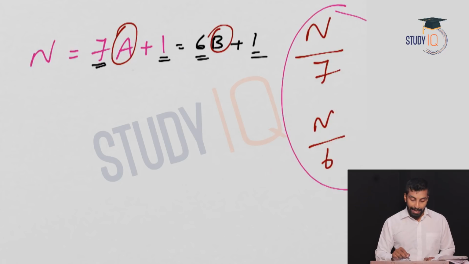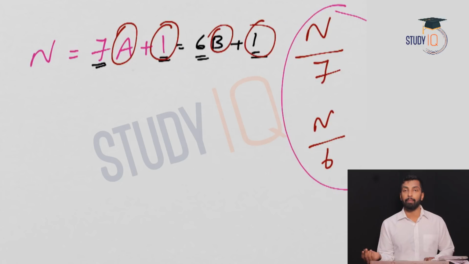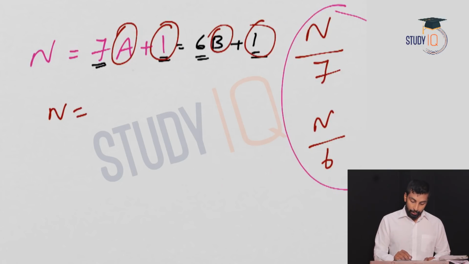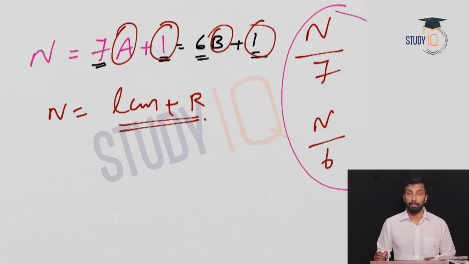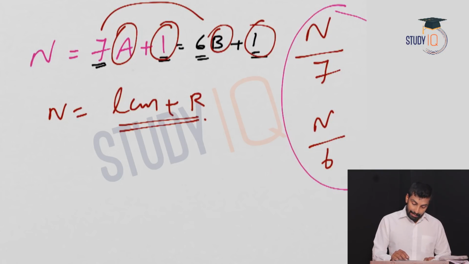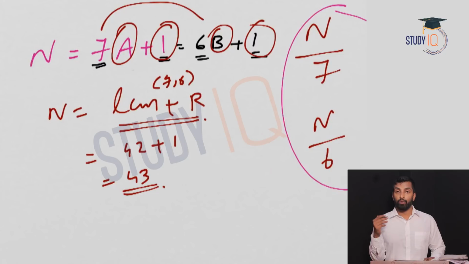Now what will be the answer here? First you need to understand the pattern. The pattern is that the remainder is the same. If the remainder is the same, the number n is equal to LCM plus remainder, where the LCM is the LCM of the divisors. So here it is the LCM of 7 and 6 plus the remainder. What is the LCM of 7 and 6? 42. Plus remainder 1, so 43. So if I ask you the first possible number, that is 43.